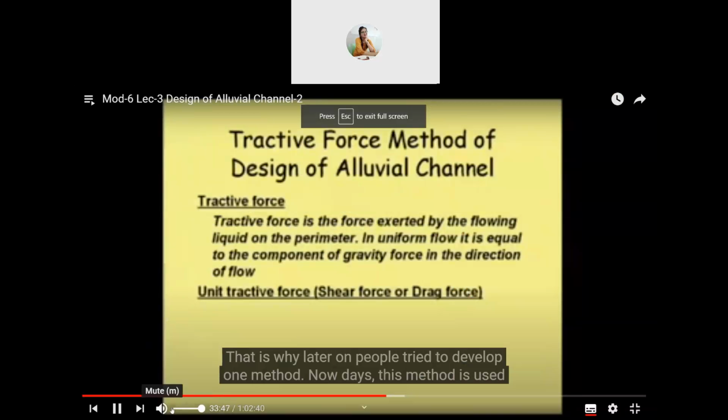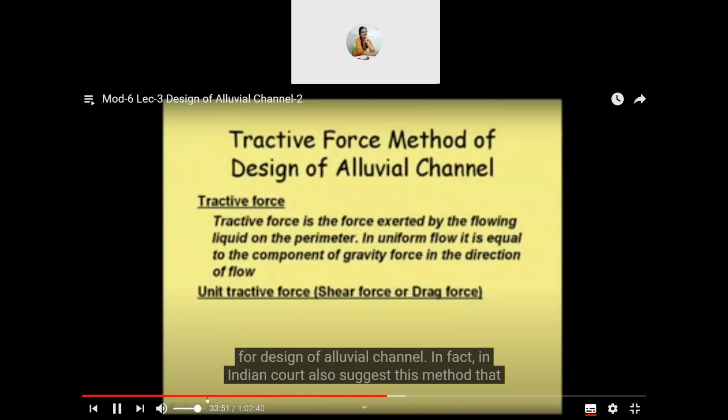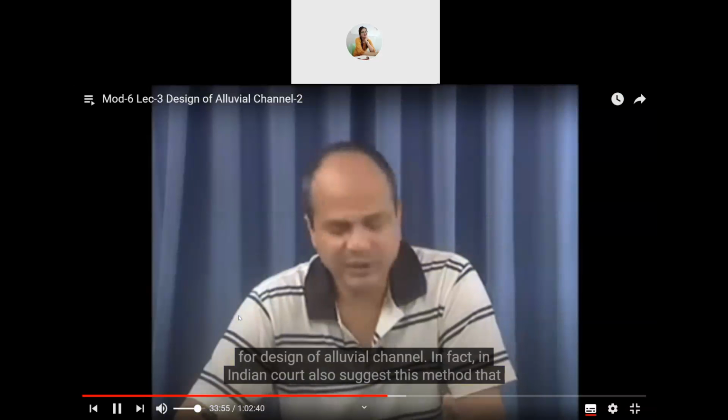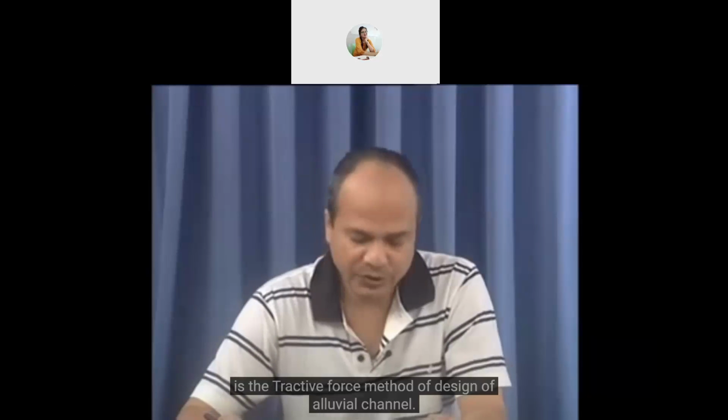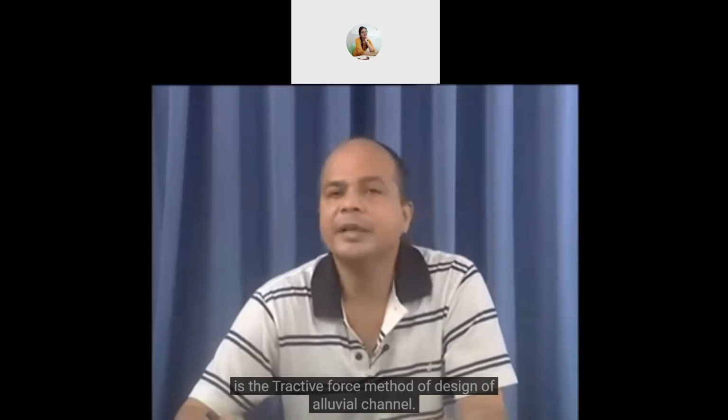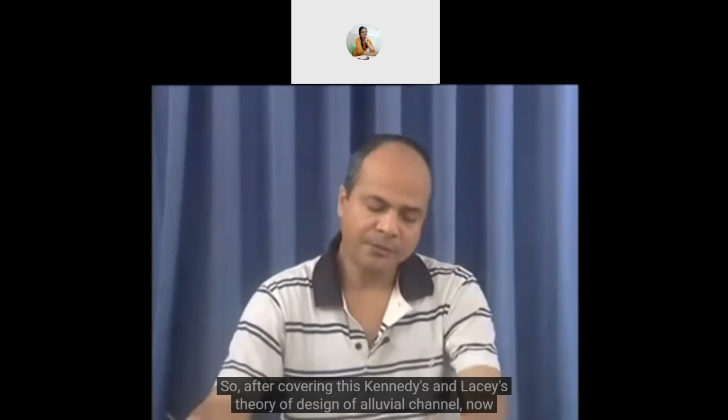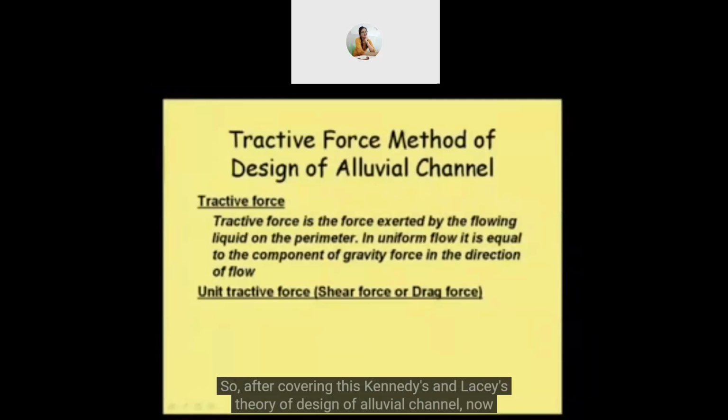Develop one method, and nowadays this method is used for design of alluvial channel. In fact, the Indian code also suggests this method, that is the tractive force method of design of alluvial channel. So after covering Kennedy's and Lacey's theory of design of alluvial channel, now we'll be moving on to design of alluvial channel using the tractive force method.